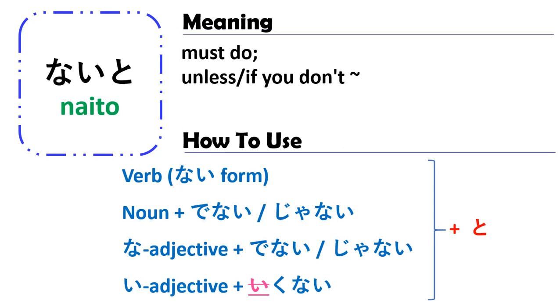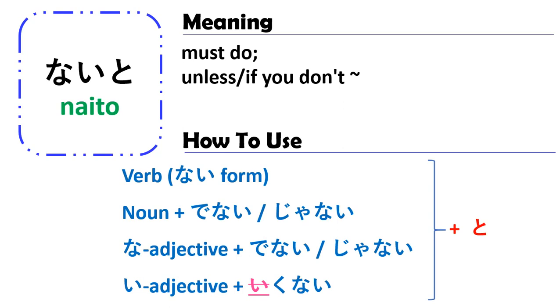With the verb, you should change the verb to the nai form. For the noun, after the noun you should follow with de nai or ja nai. Na-adjectives are the same. After a na-adjective you can follow with de nai or ja nai, and then to, right? Because you don't say ja nai nai to. You change to nai and end with to, right? And for the i-adjective, you should cut out the i and replace it with ku. For example, oishiku nai to, mezurashiku nai to, something like this.